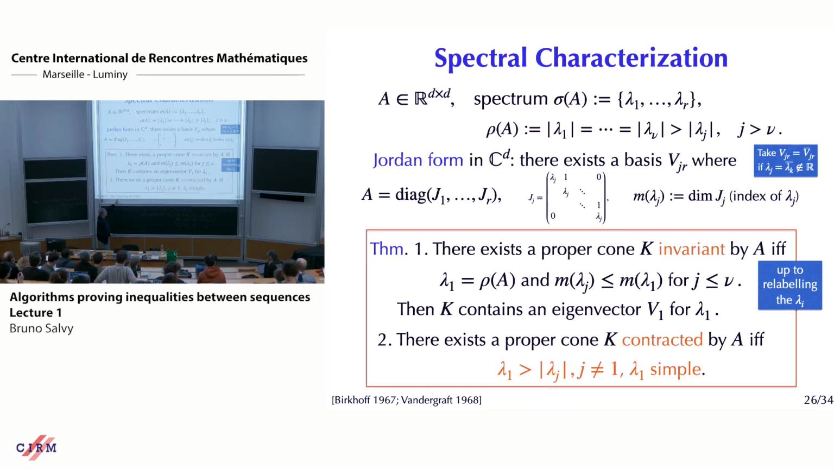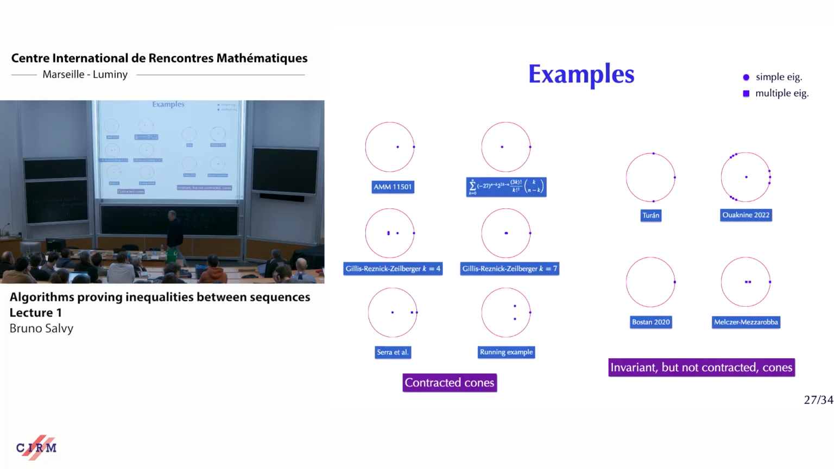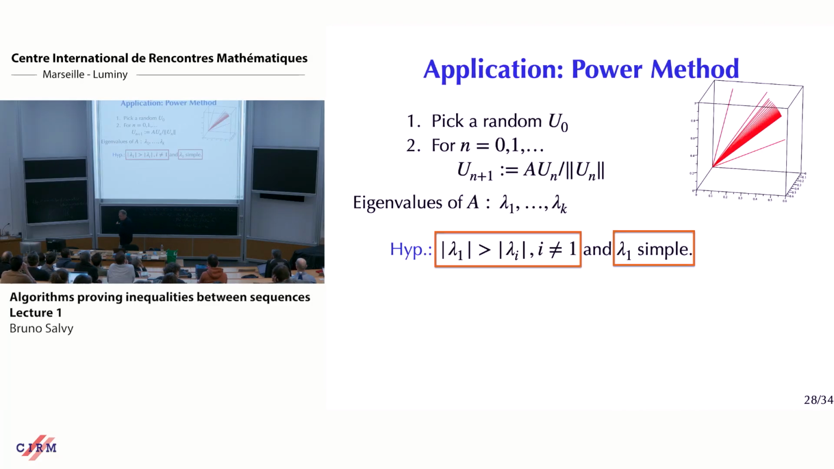In this situation, I will show you the power method, the second one, when there is a contracted cone, when there is an eigenvalue that's real positive and larger than the other ones. So the power method is this nice method where you're interested in the largest eigenvalue of a matrix. You pick a random vector and you iterate: u_{n+1} = A u_n, and you normalize, for numerical reasons.